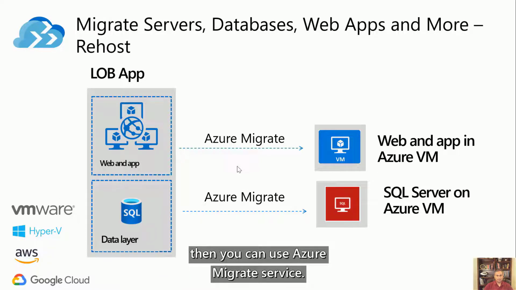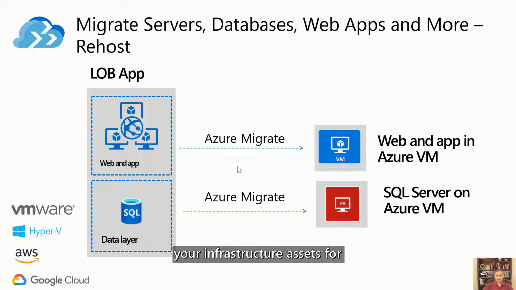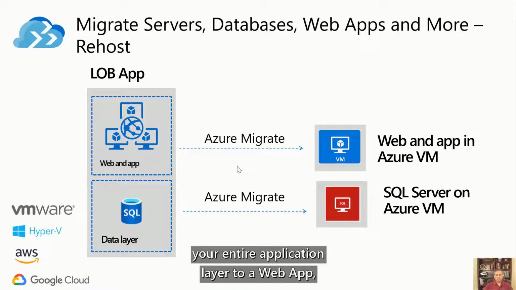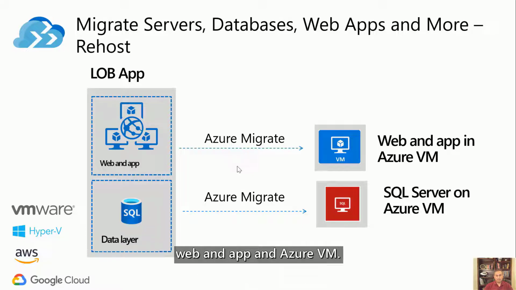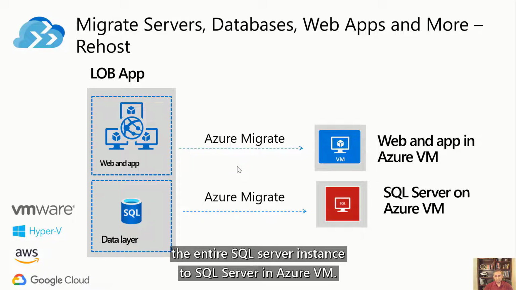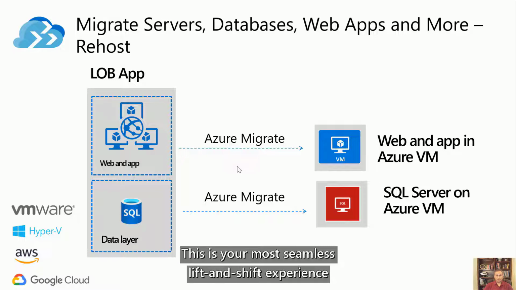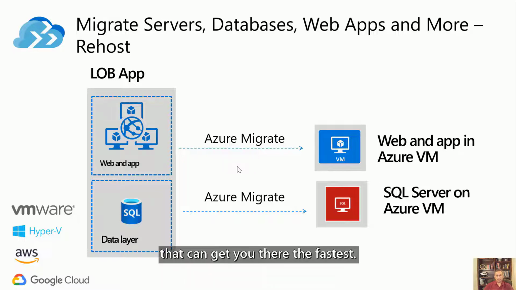If you would like to move this as a rehost option, then you can use the Azure Migrate service. Go to Azure Migrate Hub. This is your central service to move your infrastructure assets for a lift and shift server migration. It'll automatically move your entire application layer to a web and app in Azure VM. And for SQL Server, it'll move the entire SQL Server instance to SQL Server in Azure VM. So this is your most seamless lift and shift experience that can get you there the fastest.